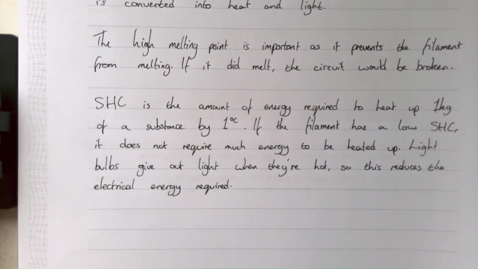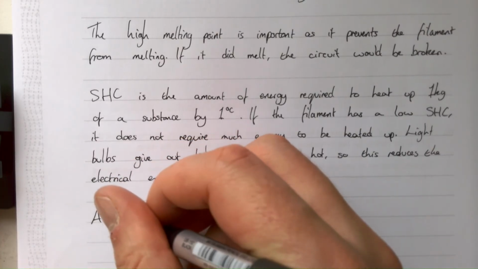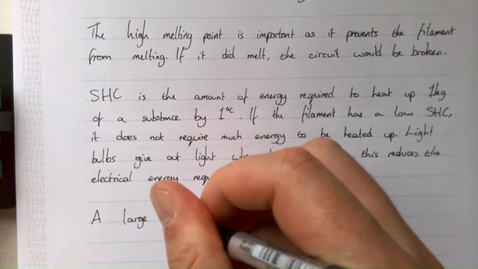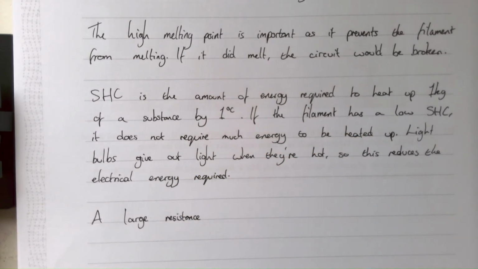Why is that useful for a light bulb to work in a circuit? Now, a large resistance, if you remember the pencil that was made to catch fire, because the graphite at its centre has a very high resistance, the higher the resistance, the more collisions there are between electrons and the metal atoms in the filament. If there are more collisions, there's more thermal energy being transferred to the filament, and therefore it's going to get hotter quicker.